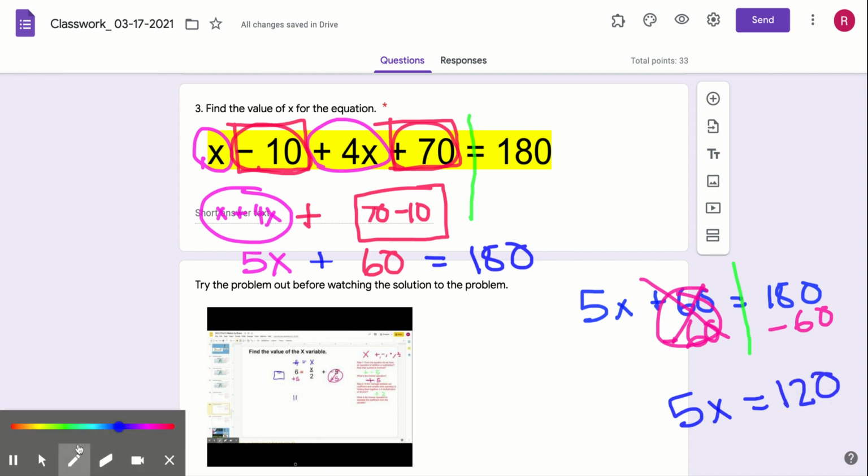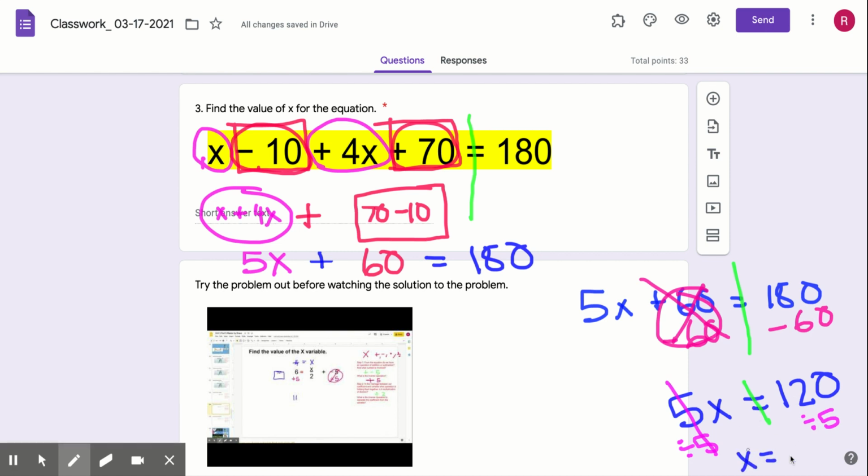x is still not by itself, so I need to separate x from 5, and I need to use an inverse. Looking at the operation that 5 is using on x, it's definitely multiplication. So I'm going to divide by 5 on both sides. If I do this, my 5 is taken away from x, and x is now equal to the division problem, which results in x being equal to just 24.